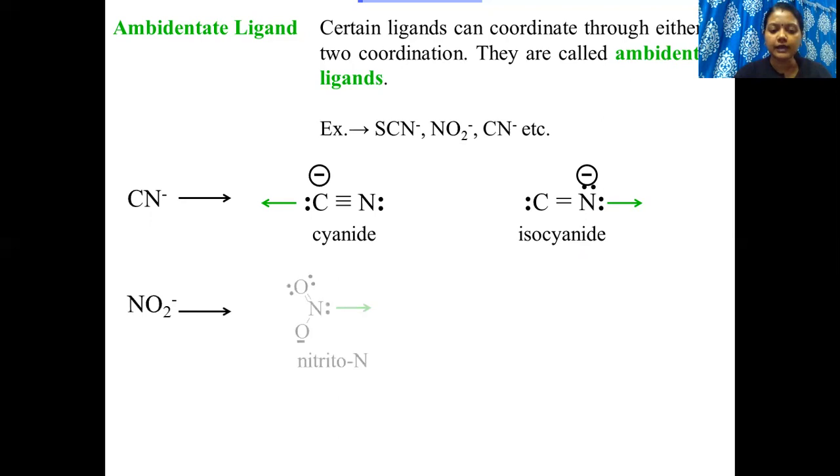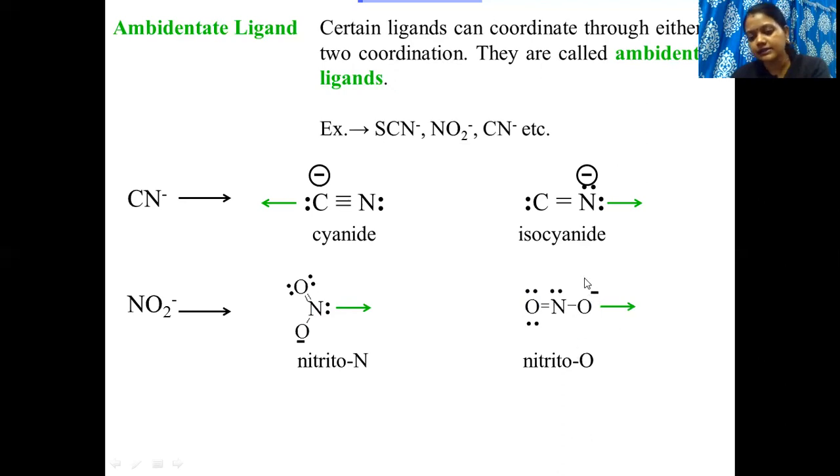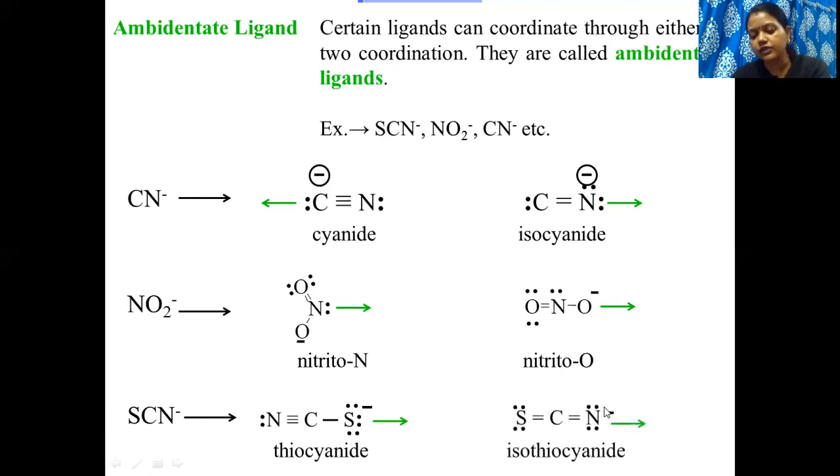Then NO2 minus, in this case N can donate electrons, so it will be known as nitrito-N, and when the O minus site acts as a donor site, then the ligand will be called nitrito-O. In case of SCN minus, when sulfur acts as a donor site, it is called thiocyanate, and when nitrogen acts as a donor site, it is called isothiocyanate ion.